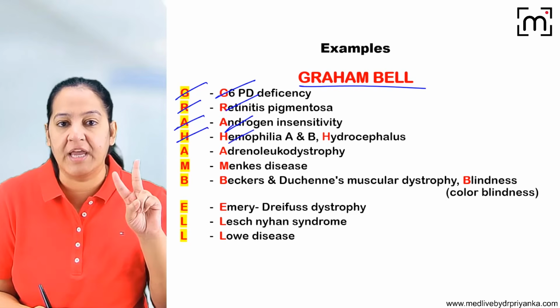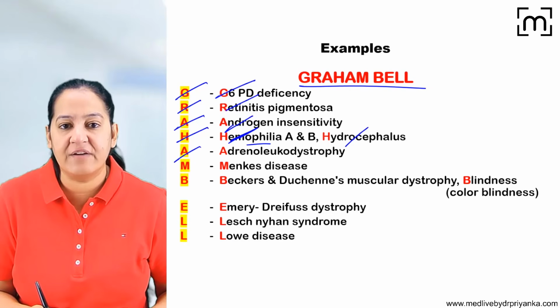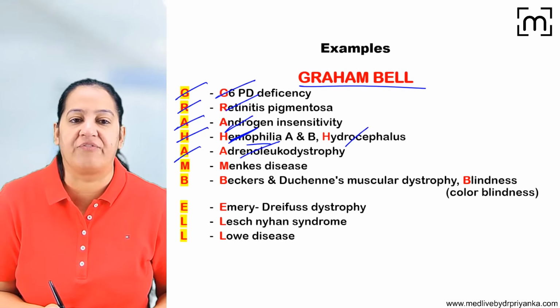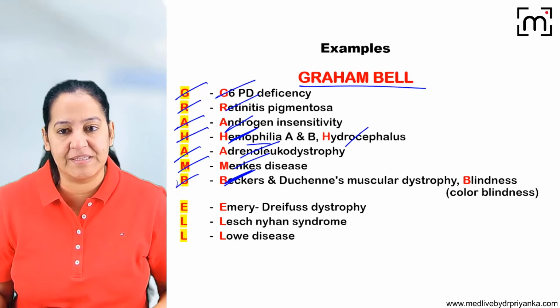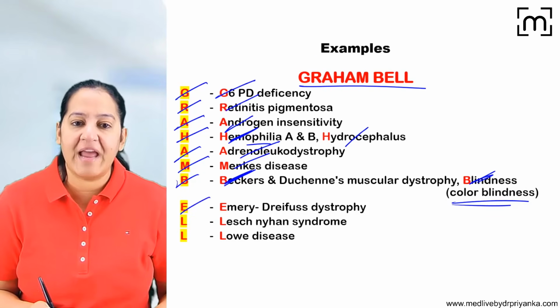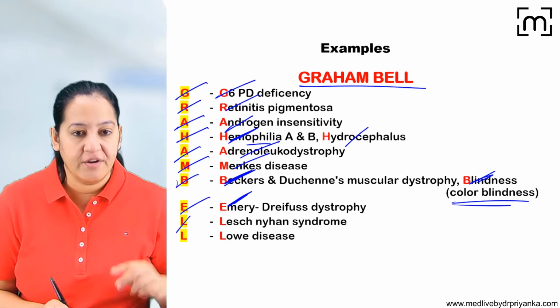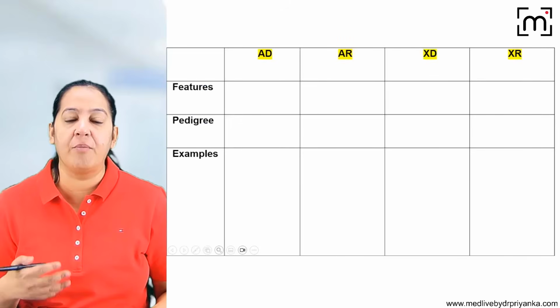H stands for two things: hemophilia, you get a question on hemophilia, and hydrocephalus. A stands for adrenoleukodystrophy. M stands for Meniere's disease. B stands for two things: Baker and Duchenne muscular dystrophy, and blindness, it's color blindness. E for Emery-Dreifuss dystrophy. There are two L: one is Lowe disease, one is Lesch-Nyhan syndrome. So try to say the full form of Graham Bell.